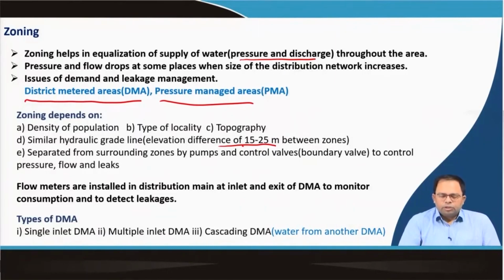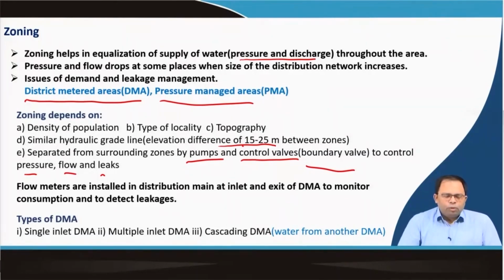So, if we want water supply to be stopped for a particular zone for repair work or for extension work, we can do that. For that we usually have control valves or boundary valves, using which we can stop or prevent water from going out of that zone or coming inside that particular zone. And this helps us to control the pressure, flows and leaks and so on. Also, different zones may have different pumps catering to that particular zone. So, that is another reason.